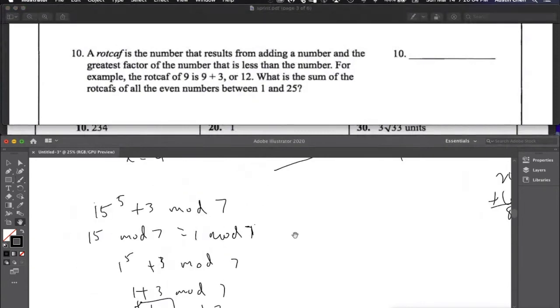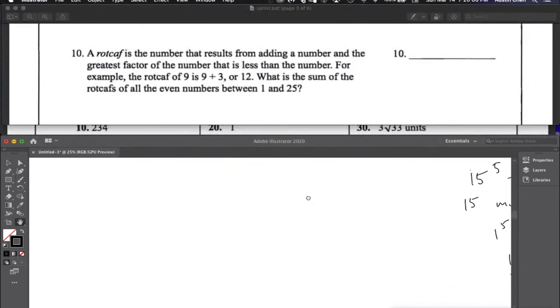A a ROTCAF is a number that results from adding a number and the greatest factor of the number that is less than the number. For example, the ROTCAF of 9 is 9 plus 3 or 12. What is the sum of the ROTCAFs of all the even numbers between 1 and 25?